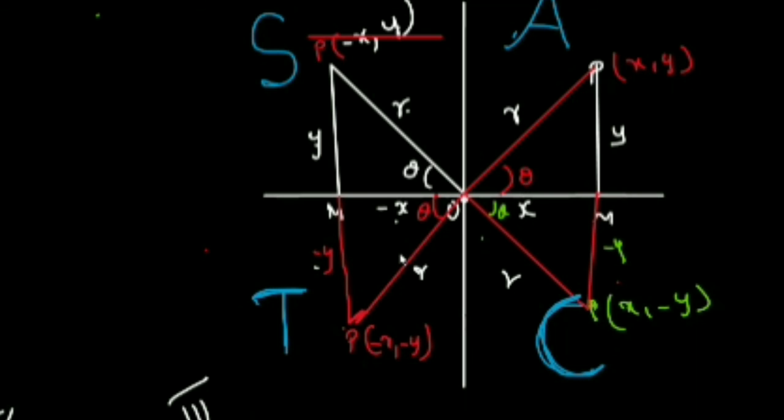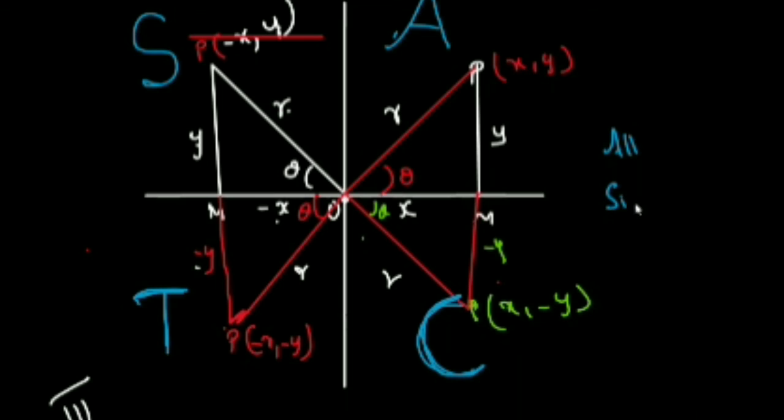The signs will change. In the first quadrant all the ratios are positive. Second quadrant, sine and its reciprocal. Third, tan and cot. Fourth, cos and secant. So you can remember this as All Silver Tea Cups. So you should always remember this, it is a very important concept.